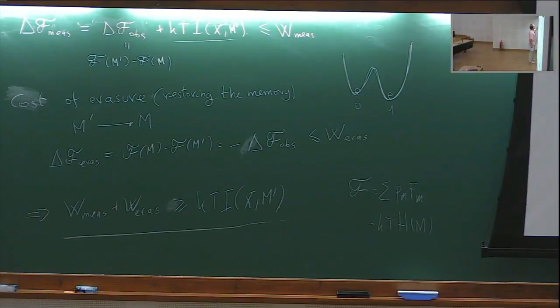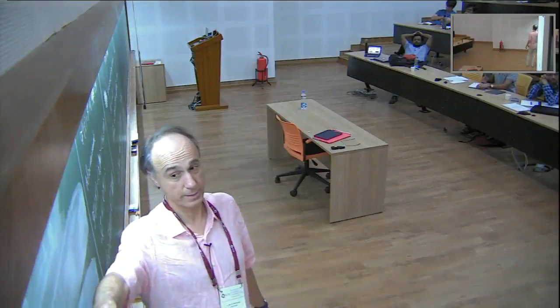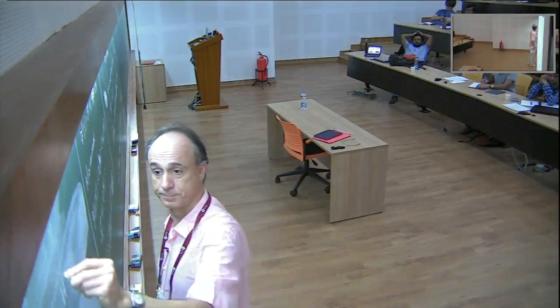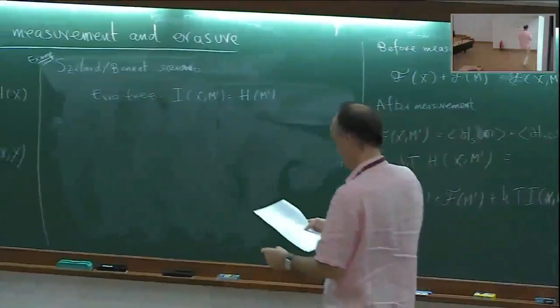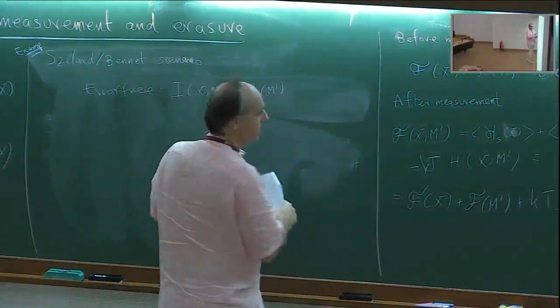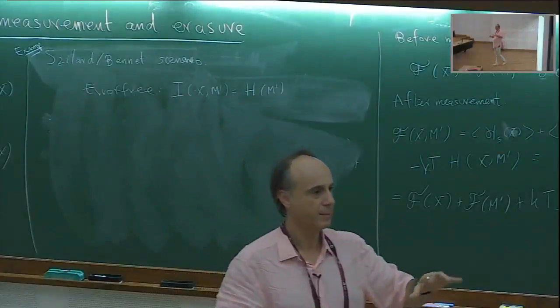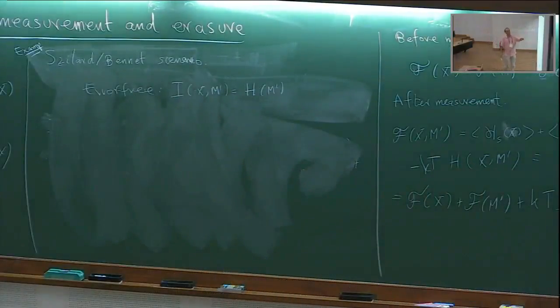In this case, what do you have? Well, the measurement is error-free. So when it is error-free, remember, I is the entropy of the outcome. And also in Landauer's and Bennett's and all this stuff, the memory is symmetric. So you have the same free energy here and here.